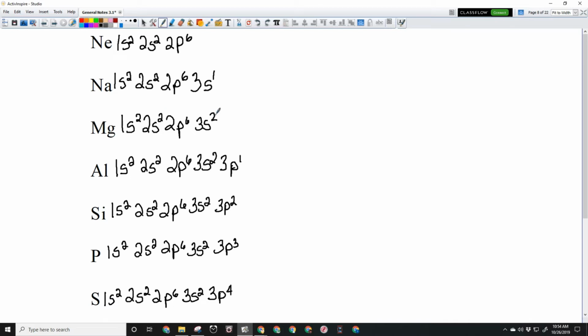So we stopped here at magnesium, which is 3s2. So we have to write everything before it, and that's 3p1. And then silicon is 3p2. Phosphorus is 3 over on the 3p orbital, so it's 3p3. And then sulfur is all of this before it, but 3p4.